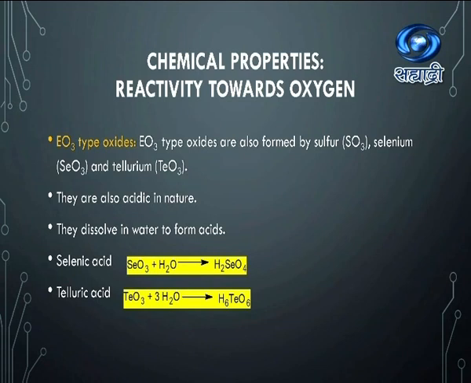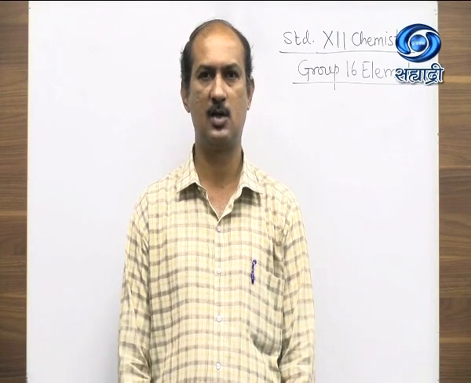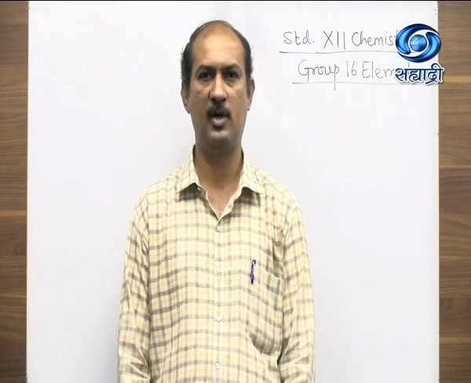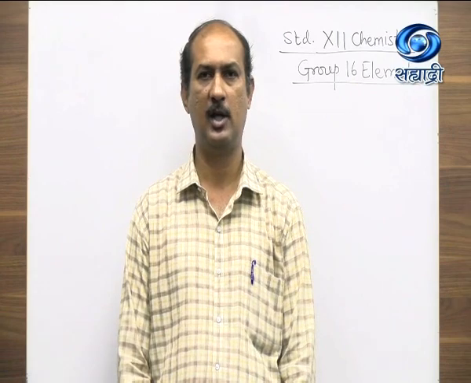They are also acidic in nature. They dissolve in water to form acids. So selenic acid forms H2SeO4, telluric acid forms H6TeO6. So students, in this class, we saw group 16 elements, some of the atomic properties, physical properties and chemical properties. Thank you.